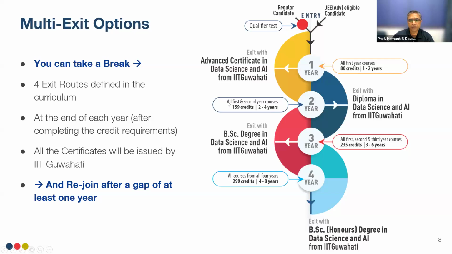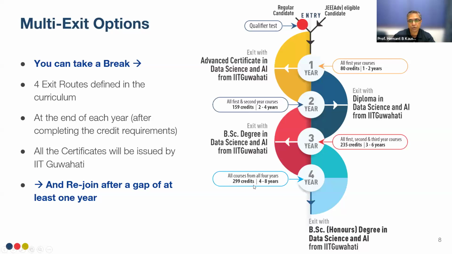Here, including first and second year, you need to complete 159 credits. And you can take from 2 to 4 years to complete these 159 credits. And then if you wish to leave, you can exit by taking diploma in data science and artificial intelligence, again from IIT Guwahati. Then you come to third year, and here you have 235 total credits, including first, second, and third year. You can complete this in 3 to 6 years. If you exit after third year, you get BSc degree in data science and artificial intelligence, and you can again rejoin after 1 year into the fourth year.